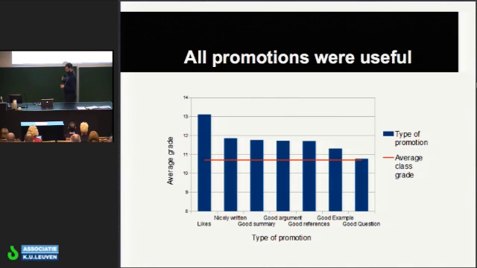Now, all promotions were useful. Not all were significantly useful, but all were above average. The general likes were basically a good predictor of a high grade. This is the average grade of a liked post, the average grade of a nicely written post, and so on. So all promotions were considered useful for the purposes of seeing the list of posts and picking out the ones I want to read, because the promoted ones are useful.